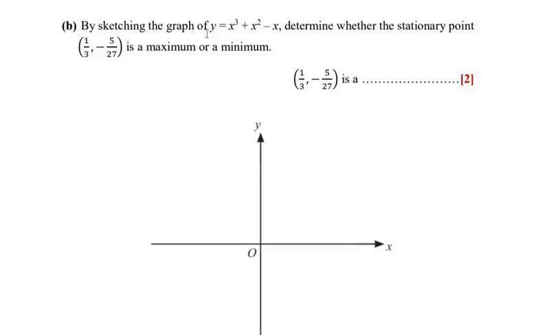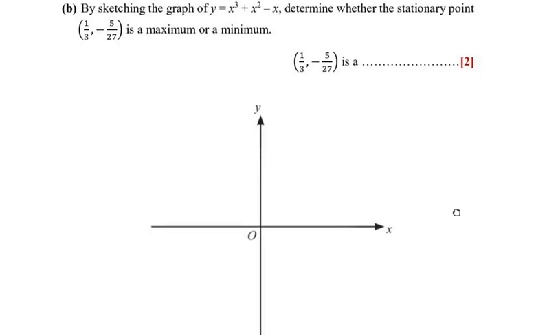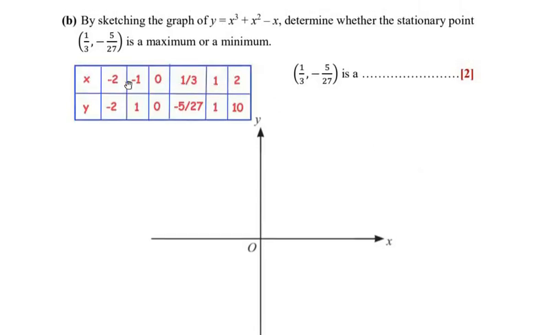By sketching the graph of y is equal to x cube plus x square minus x, determine whether the stationary point (1/3, -5/27) is a maximum or a minimum. So here we have to plot the graph of the given cubic equation, and for this I am going to use the table method. So here we have to choose some values of x and find out the value of y for that respective value of x and then plot it.